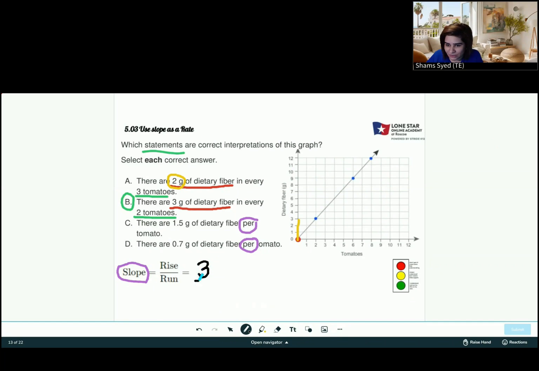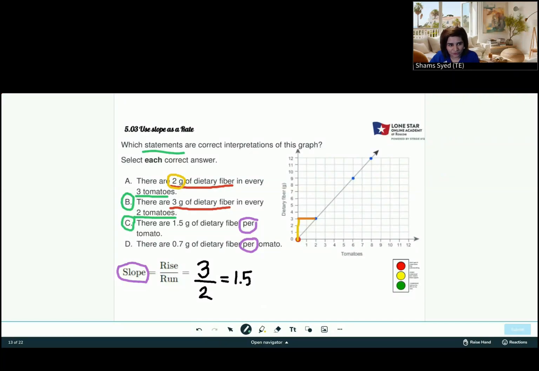Let's check the run. Run is only 2. 3 divided by 2 is actually 1.5. We got our answer, right, Kayla? Yeah. So it seems like C is right, not D. C is right. So B and C were the correct answers. The slope is not 0.7, the slope is 1.5.